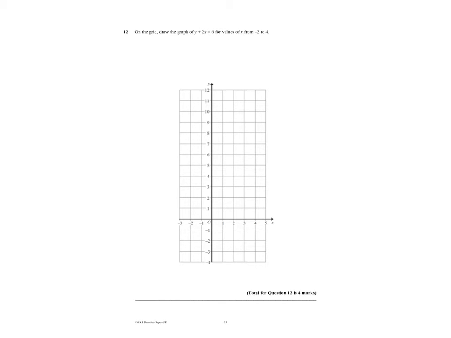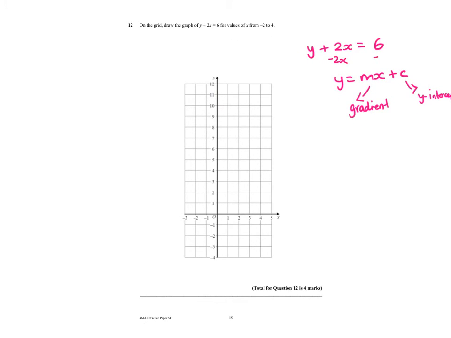Question 12. On the grid, draw the graph of y plus 2x equals 6. Now, typically, I like to draw the graph y equals mx plus c, because I know then that this is my gradient, and this is my y-intercept. So what I'm going to do is rearrange this. I'm going to take away 2x from both sides. So y equals 6 minus 2x.